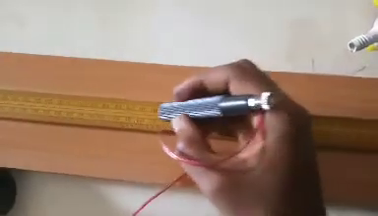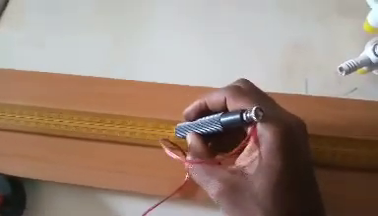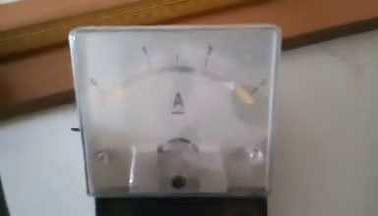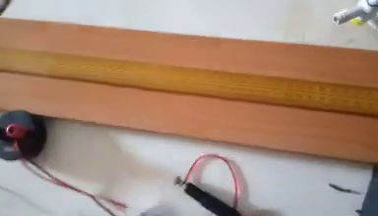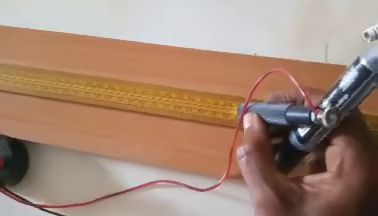For the 50, I have 0.75. Then the experiment goes like that until you reach the end of the experiment. The next one is 65, and I have 0.7.